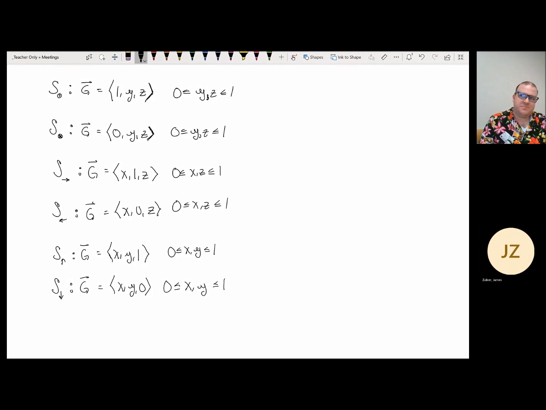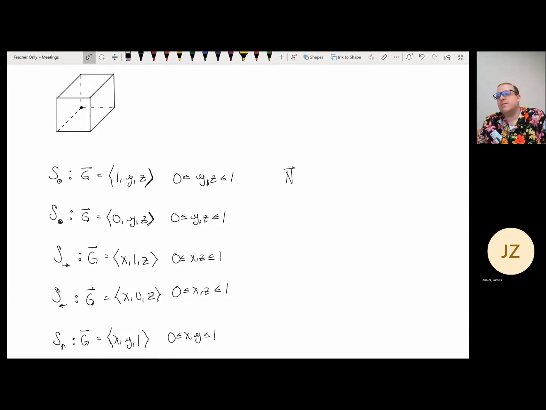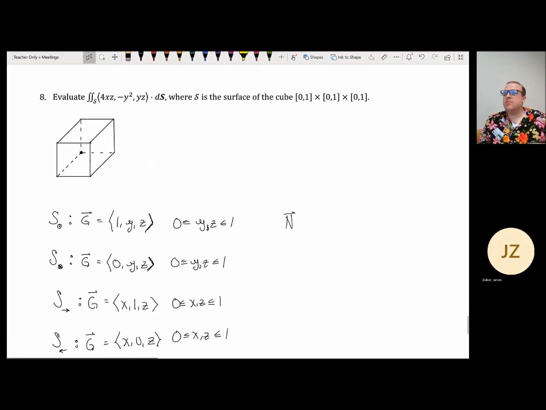Normal vectors. Start with the front. Remember, we want outward pointing. Well, if we just imagine this screen, just imagine it as our cube. That'd be the normal vector. Front facing. Strictly in the x direction, isn't it? Specifically, the positive x direction. Just i hat.